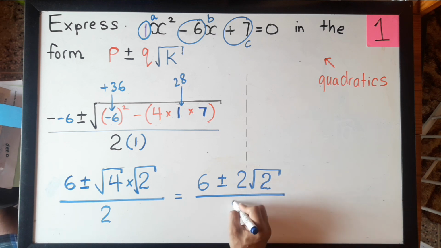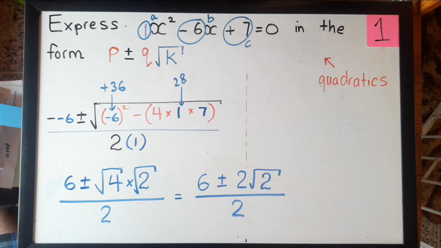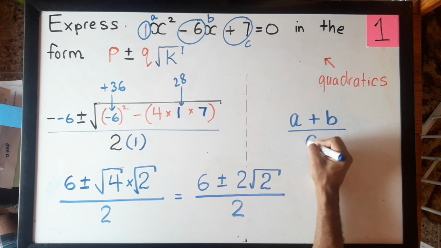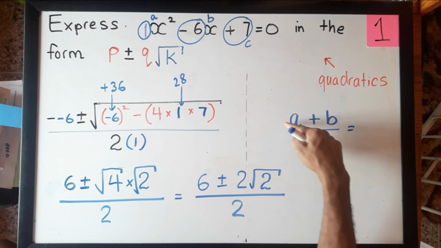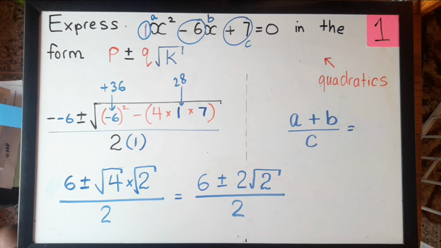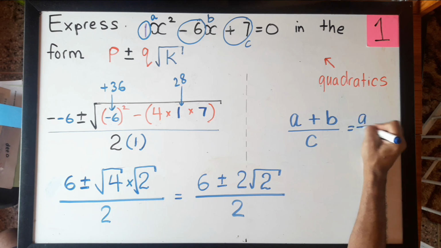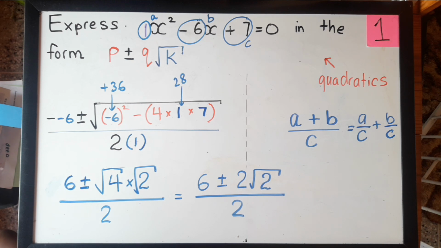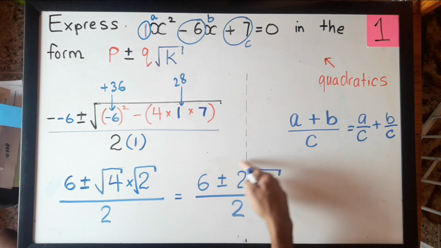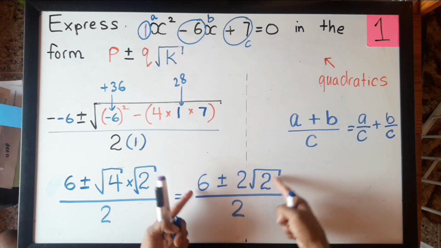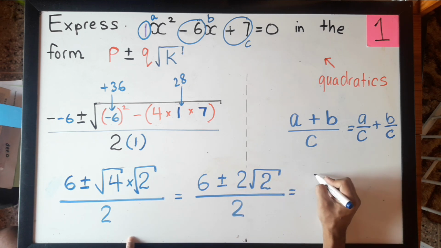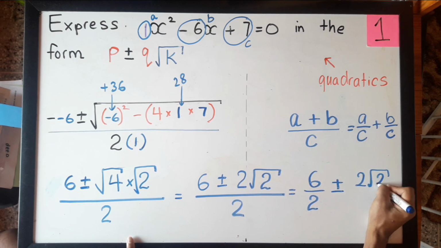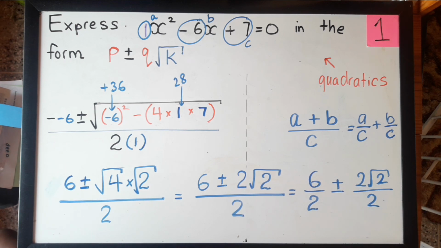And we have a big divide sign here where we are dividing by 2. Just in case you didn't know, if I have 2 items, A plus B, and I divide it by C, this really means that both items on top get divided by the item underneath. So I can rewrite it like A divided by C plus B divided by C. Great, same thing here. This comes like A and this comes like B. So I'm going to divide both of them by 2. This will give me 6 divided by 2 plus or minus 2 square root 2 also divided by 2.